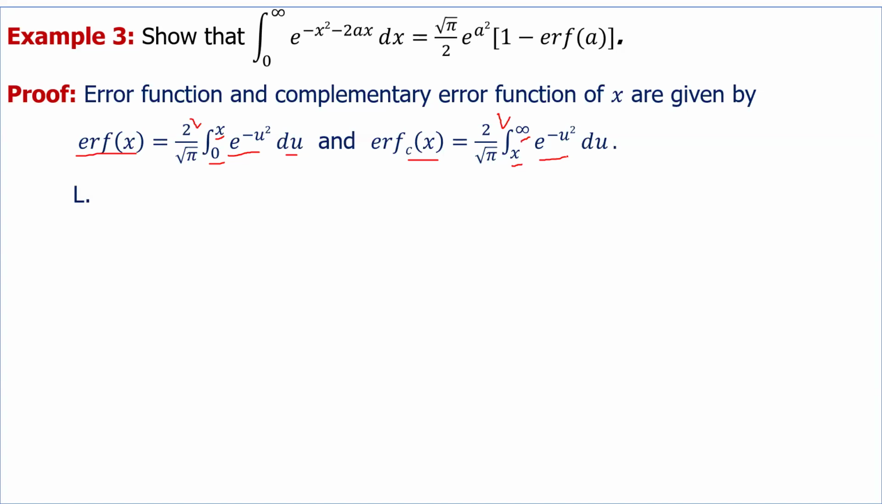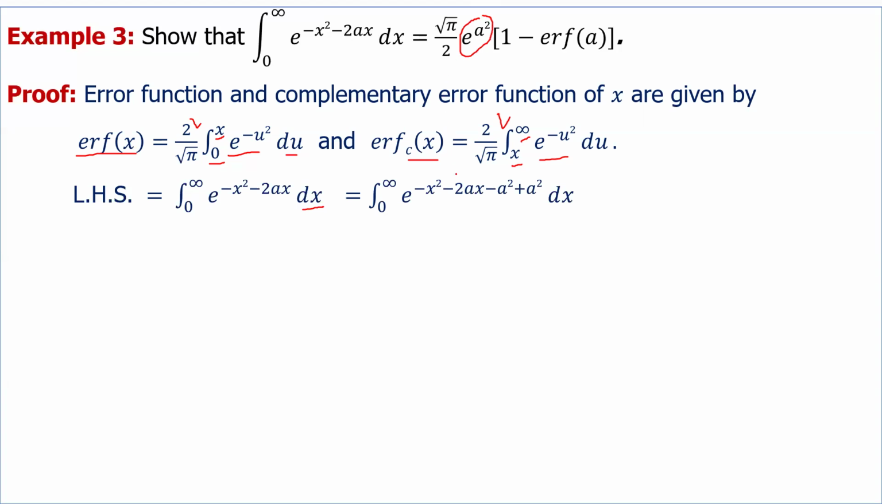Now let us take the left hand side. What is the left hand side? Integration under the limit 0 to infinity of e to the power minus x square minus 2ax with respect to x. Now, if you want to prove the right hand side, we have to just look over there. What are the new things in the right hand side? First thing, there is e to the power a square.